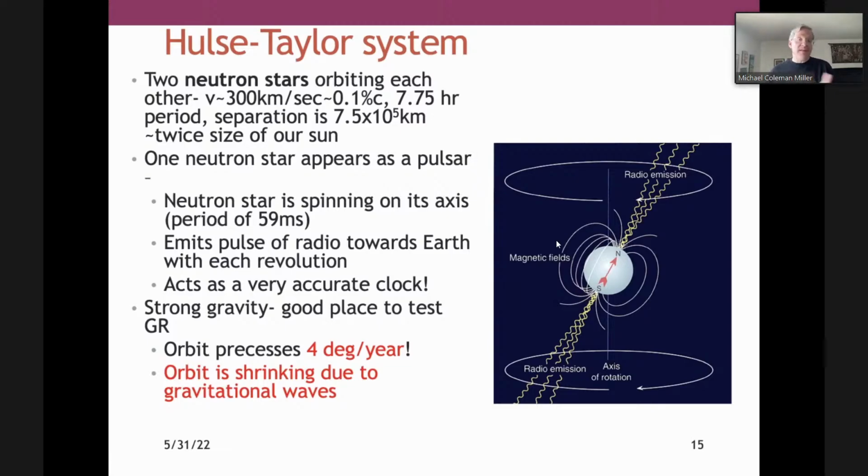stronger with this system. As an example, some of you may know that one of the early explanations offered by general relativity was why it is that when all other effects are taken out, Mercury, in its orbit around the sun, has an extra precession of its orbit. It's a tiny amount, though. It precesses by 43 arc seconds per century based on this effect. For the Hulse-Taylor system, it's 4 degrees per year, and the orbit is shrinking due to gravitational waves. But that was the indirect evidence.